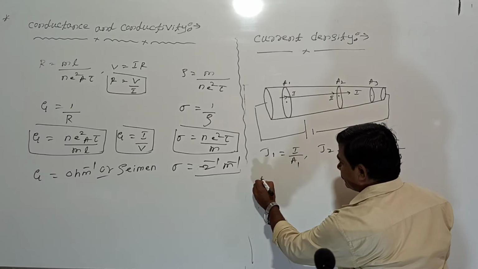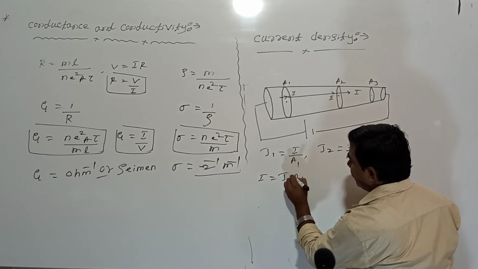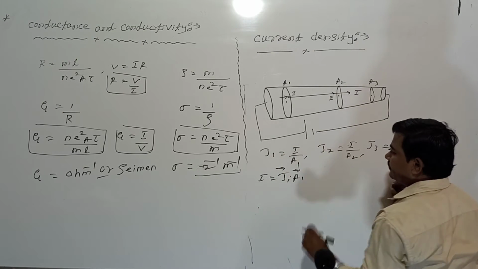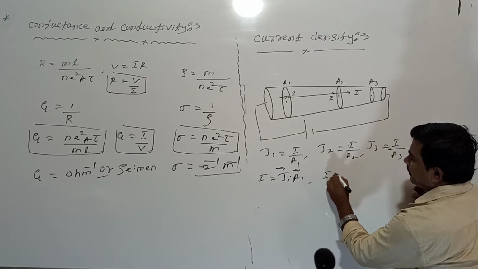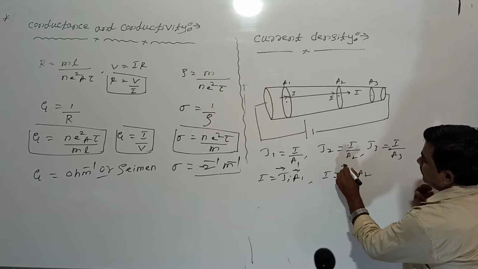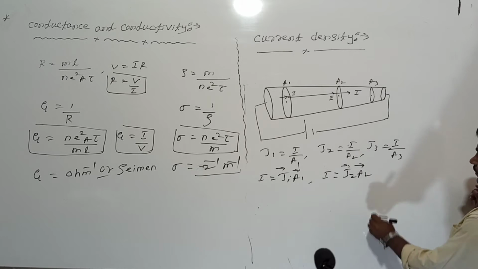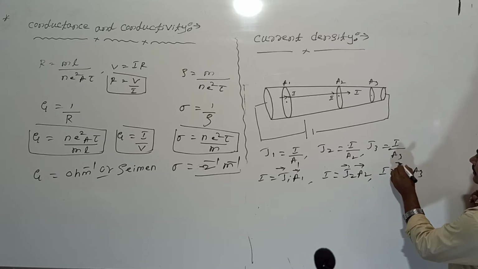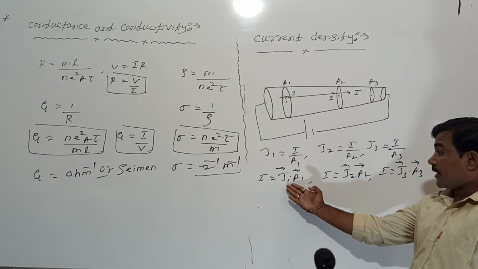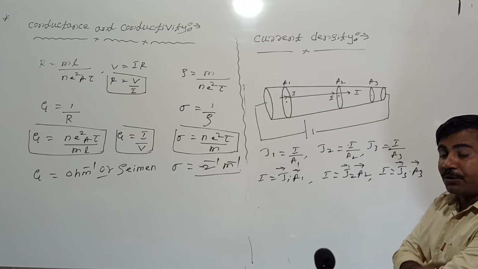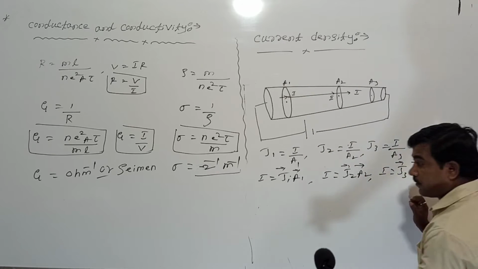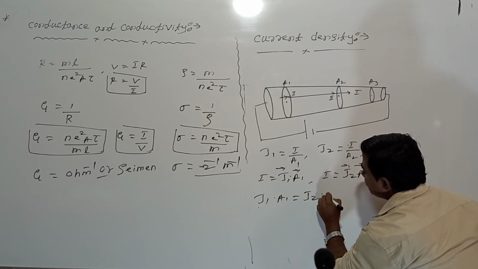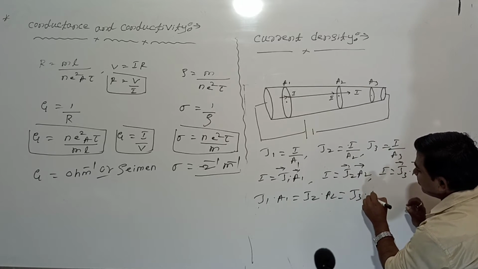From this, how to write? I equals J1 dot A1. Right or wrong? It is a vector quantity. Similarly, at this point, I equals J2 dot A2. At this point, I equals J3 dot A3. Right or wrong? Current remains the same at every point because current is a macroscopic quantity. Then from all these points, how to write? J1 dot A1 equals J2 dot A2 equals J3 dot A3.